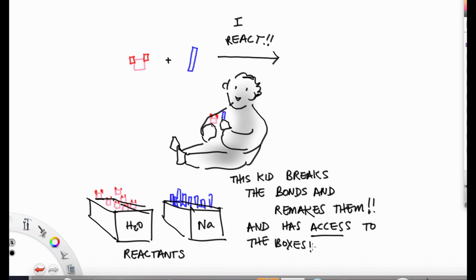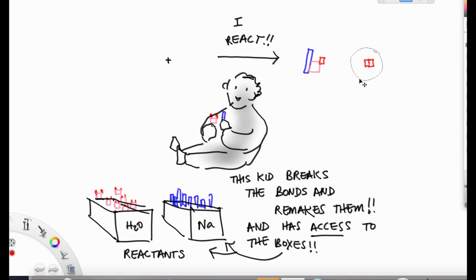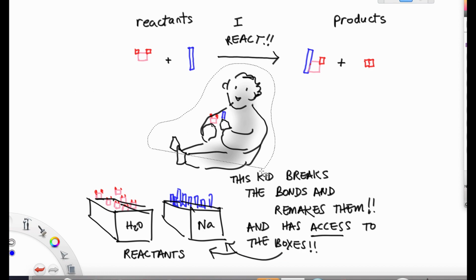And when the kid breaks the bonds and remakes them with access to all the Lego in the boxes, then what we're doing is we're taking the sodium, the Na, and attaching it to 1 oxygen and 1 hydrogen, and we're putting the 2 hydrogens together as well to make your product. So take a look at what we just did.